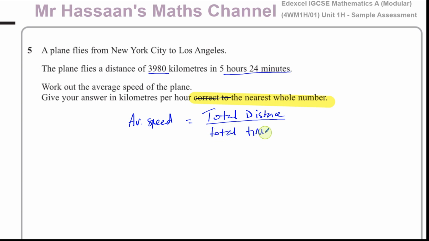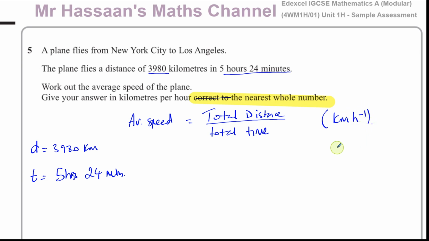So we're being given the distance. The distance is equal to 3,980, and that's in kilometers. And we've been given the time. The time has been given as 5 hours and 24 minutes. Now we want the answer to come out in kilometers per hour. So we have to see what units we've been given.